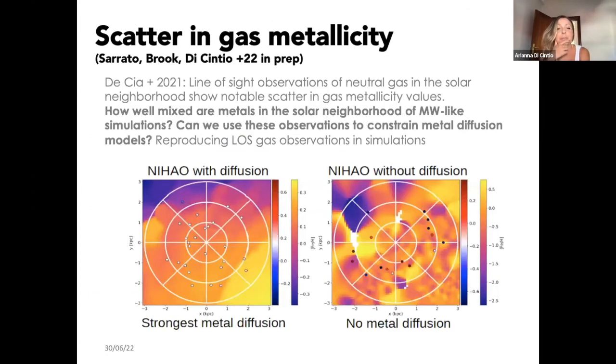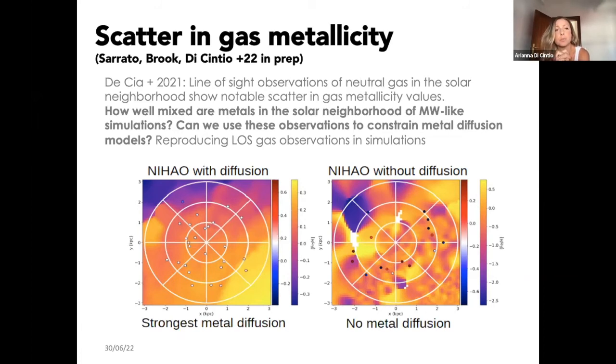So let me start from the Milky Way. There is a recent Nature paper by Desia and collaborators just last year, in which they calculated line of sight neutral gas metallicities around the solar neighborhood. Surprisingly, they found that the scatter in this metallicity is much larger than previously expected. So our idea is, if we can trust these observations, can we use them to constrain metal diffusion models?